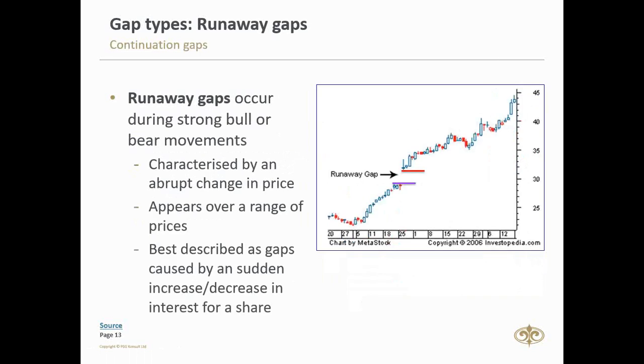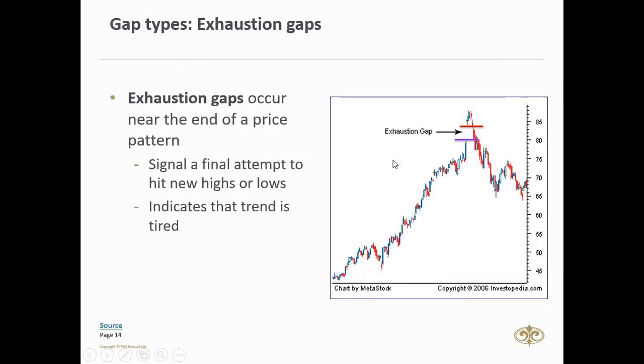Runaway gaps usually happen halfway up the trend. Another word for a runaway gap would be a continuation gap, because it goes through a consolidation period and then continues on its original path. Another way of calling it would be a measuring gap, because it measures halfway up the trend. It's best described as a sudden increase in interest in the shares, panic buying on the back of an analyst report. The price just jumps up and it doesn't fill that gap. So with runaway gaps, just understand it's halfway through the trend.